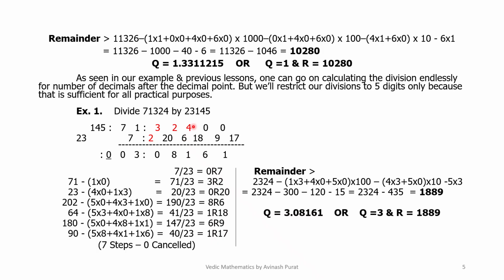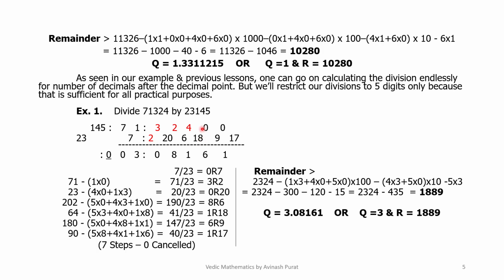Now 64 is the next dividend, minus 5 into 3 plus 4 into 0 plus 1 into 8, that is equal to 15 plus 8, 23. 64 minus 23 is 41, divided by 23 equal to, the quotient is 1 and the remainder is 18.